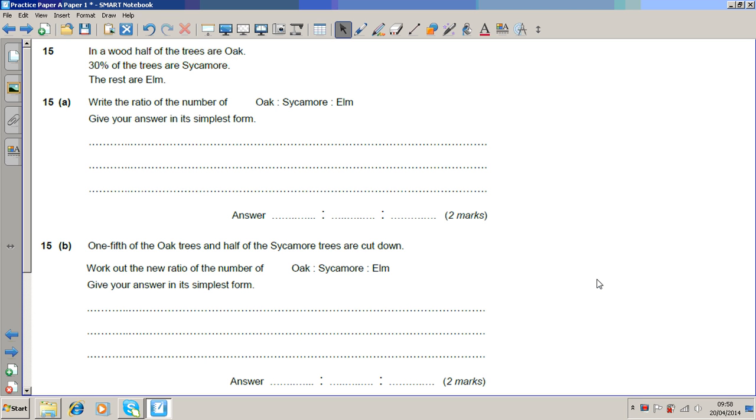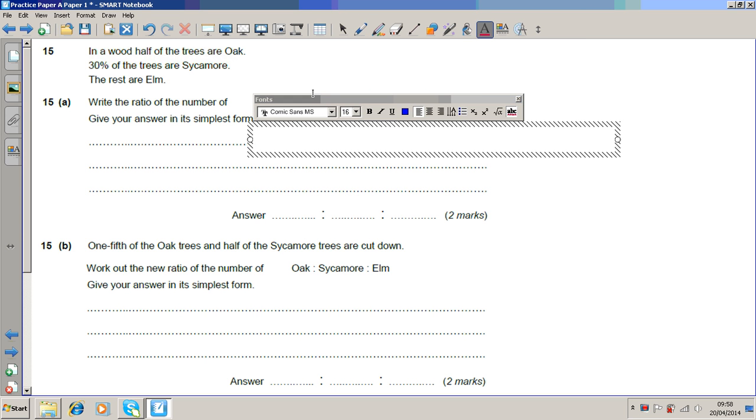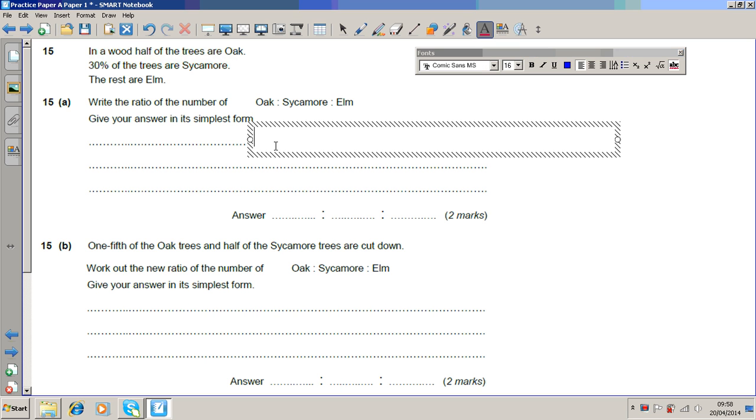In a wood, half of the trees are oak, 30% of the trees are sycamore, the rest are elm. Right, so because we've got a percentage there, let's imagine that there are 100 trees. Okay, so of the 100, half of them are oak. Don't know nothing about sycamore, but I know that 30 of them are sycamore. And because there's 100, elm then has to be 20.